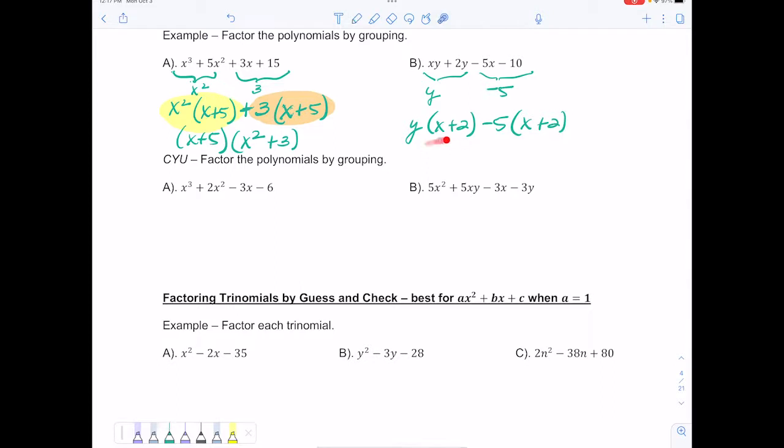Okay, and if you notice, we get the same expression in each of these terms, which is what should happen. If you don't get the same quantity in parentheses, something's wrong. And sometimes it's just a matter of pulling out a negative along with the GCF. So if you notice, both of these have an x plus 2. So I'm going to pull an x plus 2 out of there. And then the leftovers would just be y and -5. So they're going to go in the other parentheses. And then that's it. So it's just x plus 2 times y minus 5.